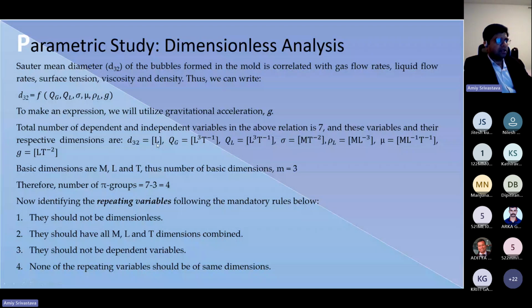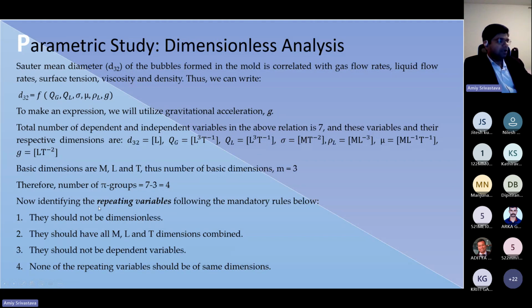I just wrote down the dimensions of these variables, like L is the dimension of D32. This is basic high school mathematics and physics. The basic dimensions are M, L, T, so the number of basic dimensions is 3, because in all these expressions we have M, L, and T. We wanted to develop pi groups, and we need to know how many pi groups we have to develop. That is 7 minus 3, where 7 is the number of variables and 3 is the number of basic dimensions. 7 minus 3 is equal to 4.